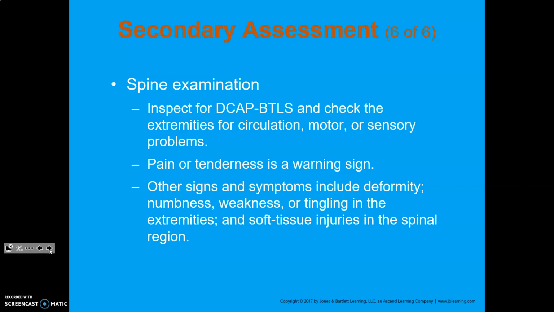Spinal examination, DCAP BTLS as always. PMS, CMS as you go. Anytime you have pain or tenderness on the spine or along the spine, that's a bad sign, right? That's possible damage. So note those. Those would be notable findings. Okay, other signs and symptoms: numbness, weakness, tingling. Those are neurologic symptoms. We consider those to be nerve issues. They may be localized, they may be spinal, we don't know, but we're going to document those as neurologic findings.